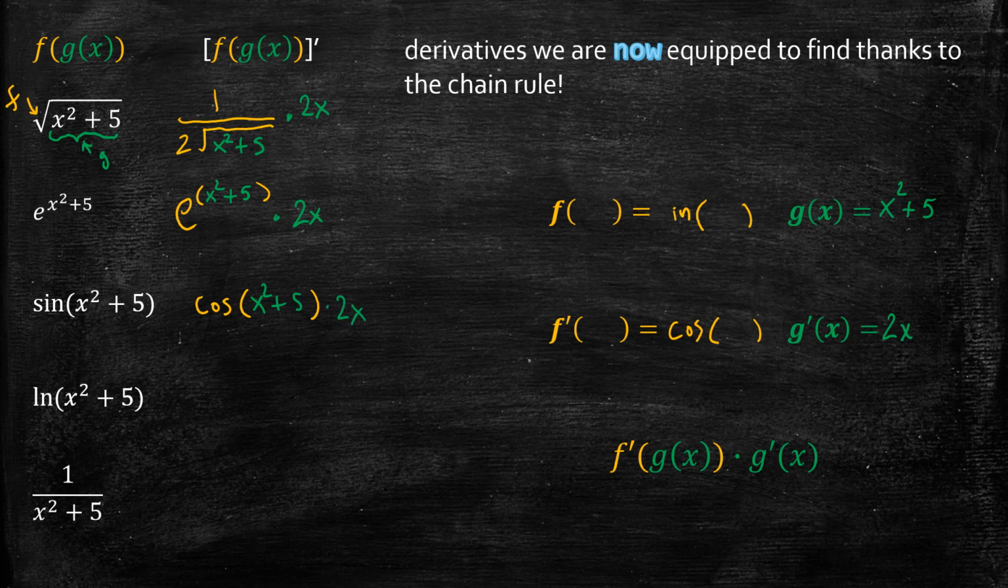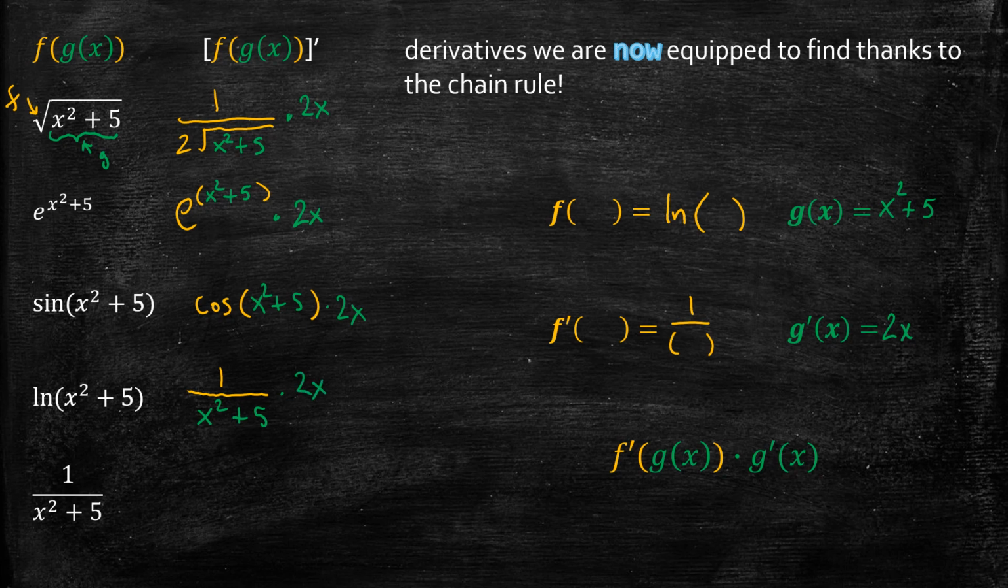What about ln? So we know the derivative of ln is 1 over. So let's get rid of this first, and let's go back to here. The derivative of ln, keep that open parentheses, is 1 over that. So it's going to be 1 over. This is a little tricky. You want to make sure that what goes on the bottom is g. So it's 1 over x squared plus 5, times 2x again.